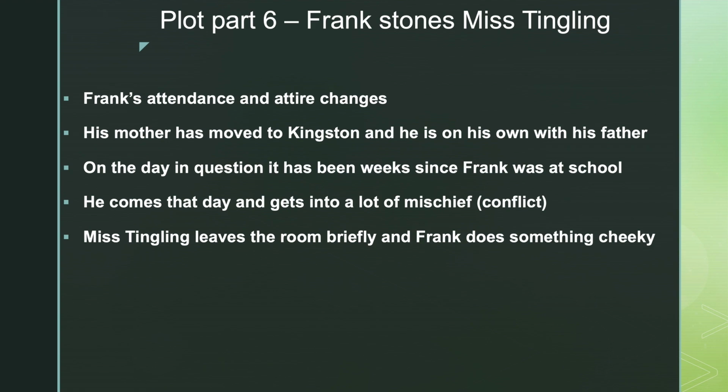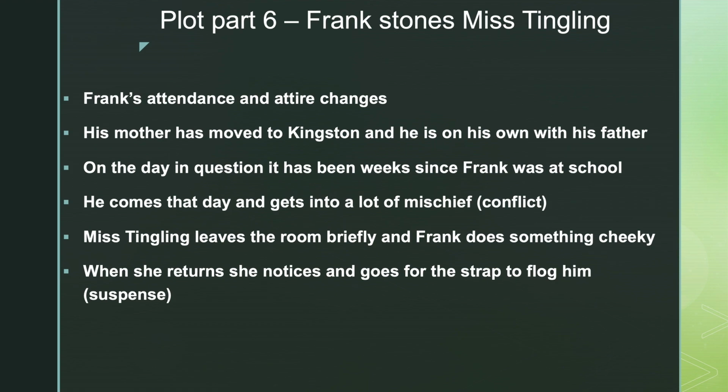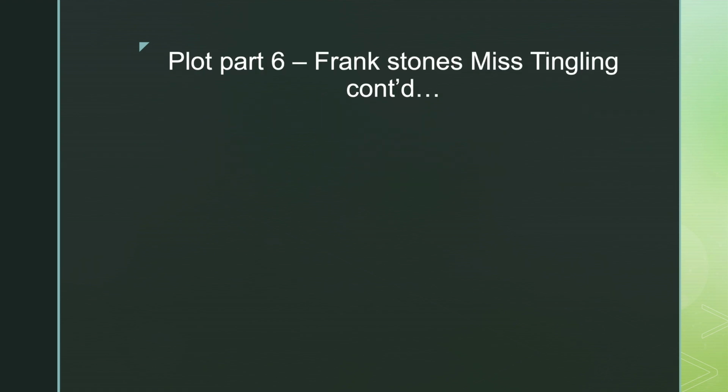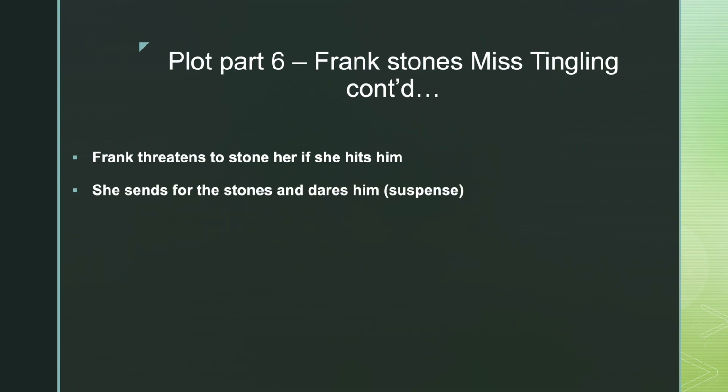Miss Tingling leaves the room briefly, and Frank does something cheeky. I won't say what it is, but tell me what it is that he did, and why do you think he did it? When Miss Tingling returns, she realizes what he has done, and then she goes for the strap to flog him. Suspense begins to build. Is she going to flog him or not? Frank threatens to stone her if she hits him. More suspense. She sends for the stones and dares him. The suspense is now building up to the climax where will he hit her with the stones or not?